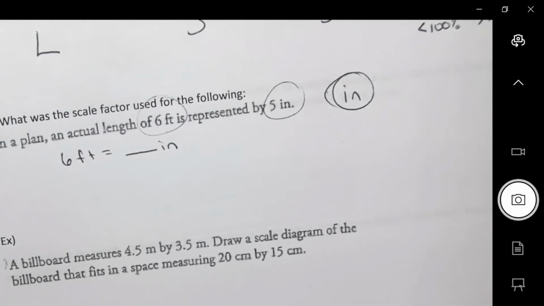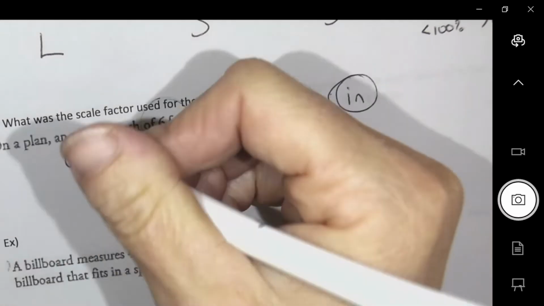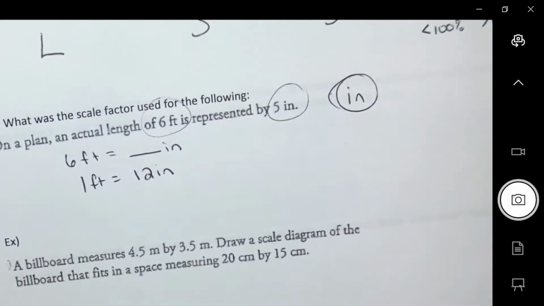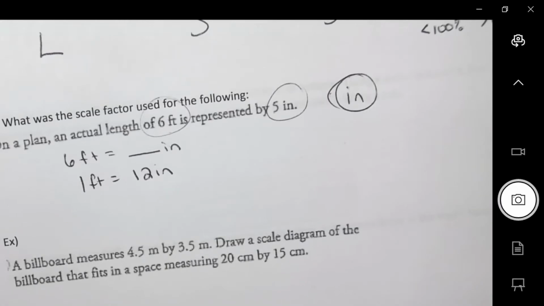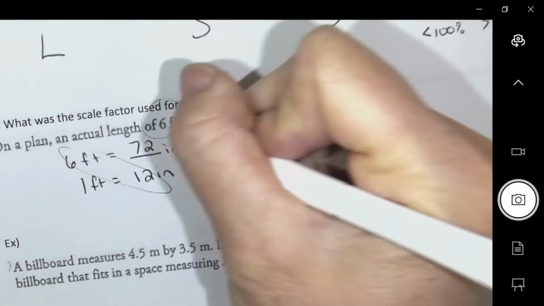Anybody know that? Because they've built something before with a tape measure. Do you know how big a foot is? That. Can you visualize how many inches are in there? 12, yep. 1 foot is 12 inches. Okay? Is that on the sheet that I gave you? You have it in front of you? Okay, so I'm going to times. So that is 72 inches.